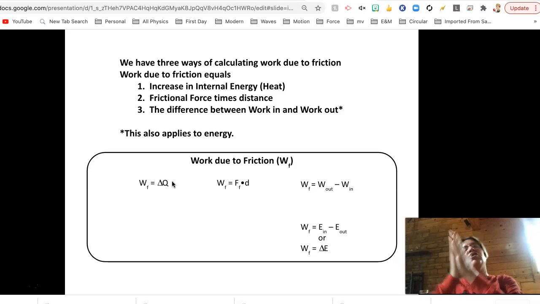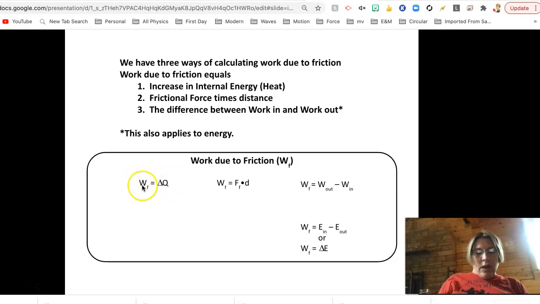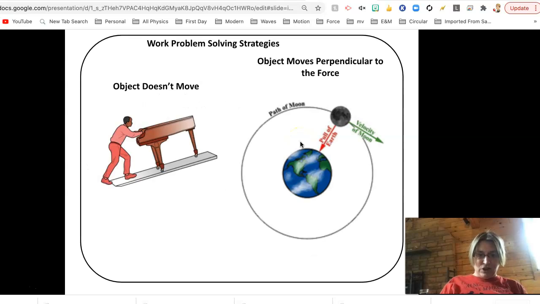If things are changing their internal energy, it's because they're heating up, and they're heating up because of friction, right? Okay, so in this class, friction is also going to be equal to the change in internal energy. So there are all these different ways to figure out work due to friction. Now, there are also some weird examples.